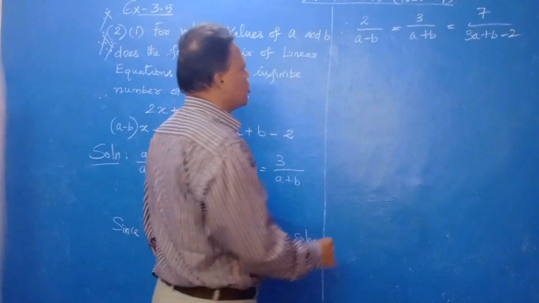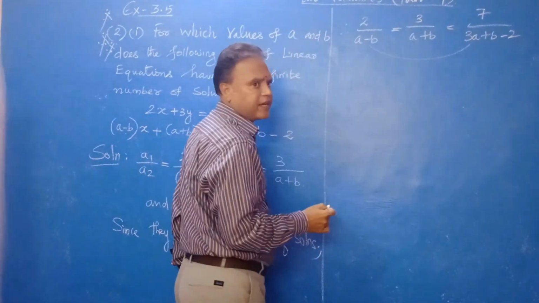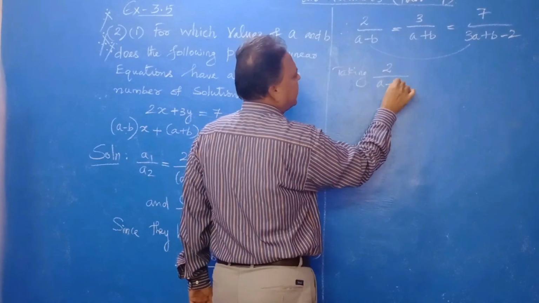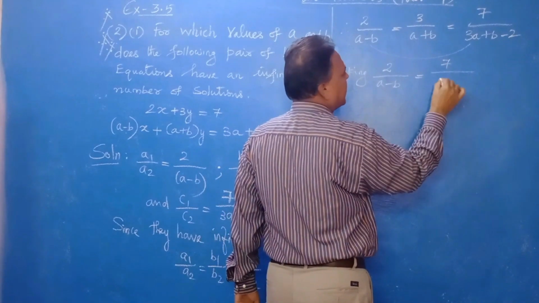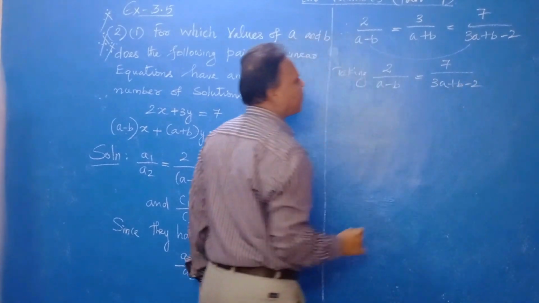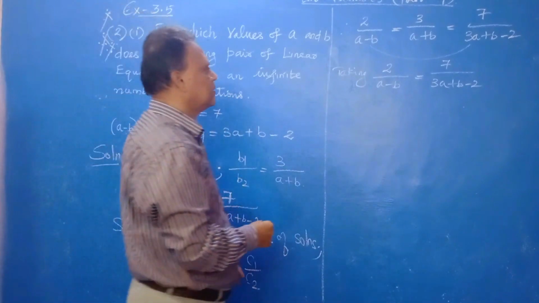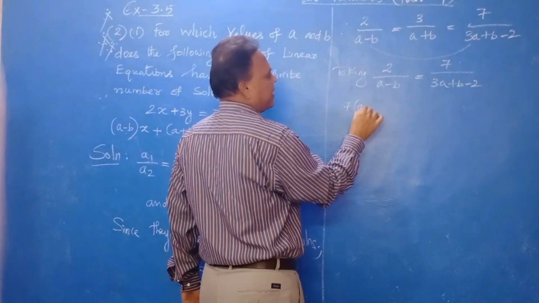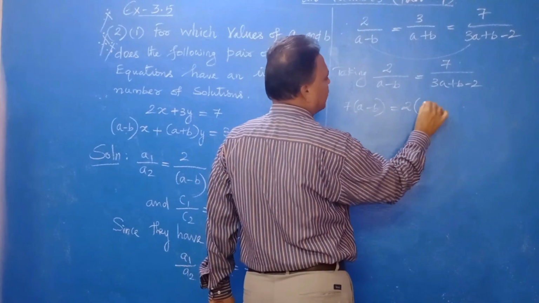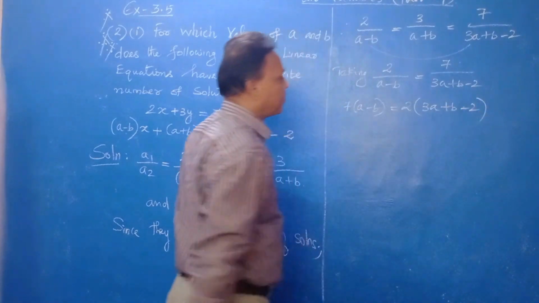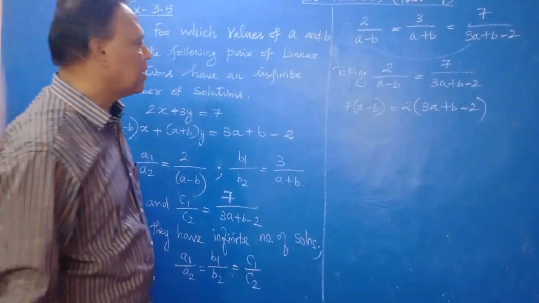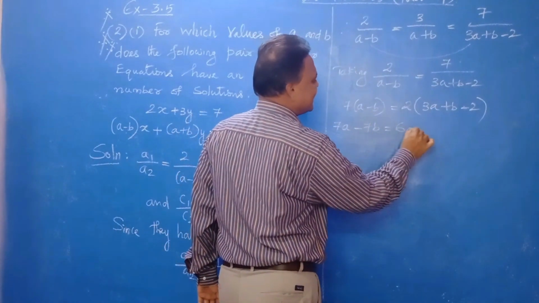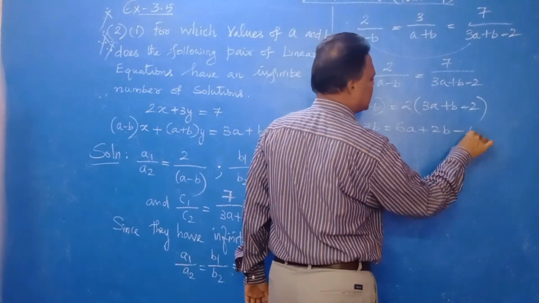Now what you have to do is, first you take these two. Taking 2 by a minus b equal to 7 by 3a plus b minus 2. Next you cross multiply. First you multiply 7 into a minus b, which is equal to 2 times 3a plus b minus 2. Now you remove the bracket. That means 7a minus 7b equal to 6a plus 2b minus 4.